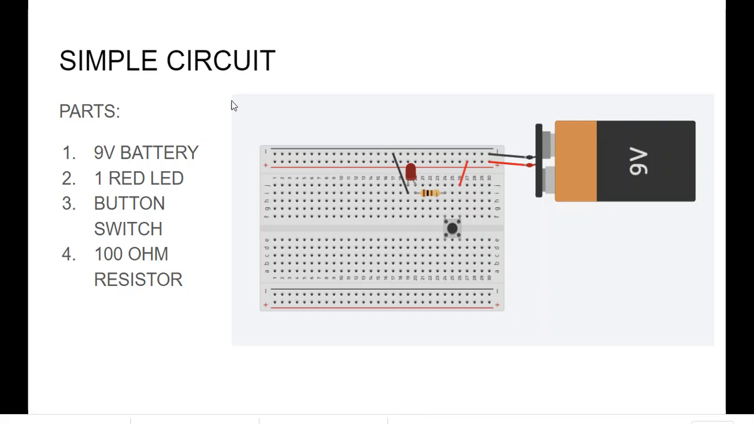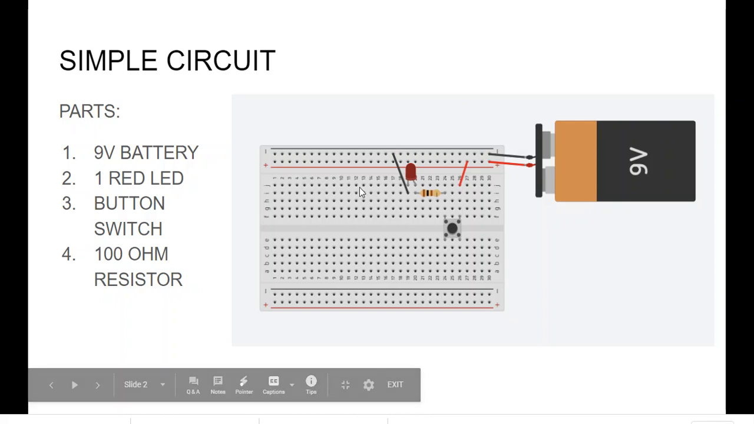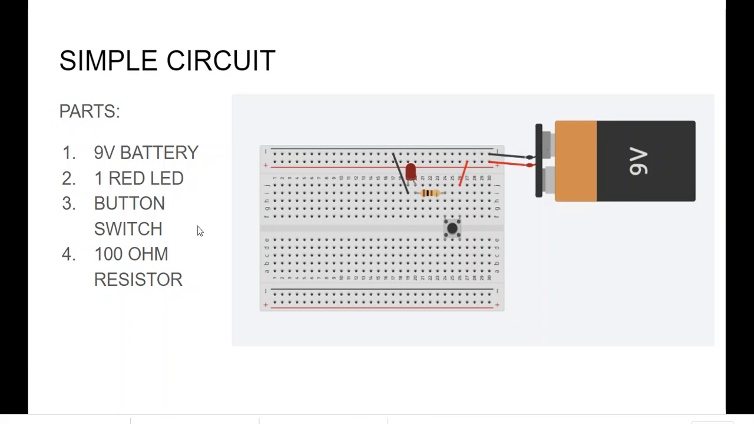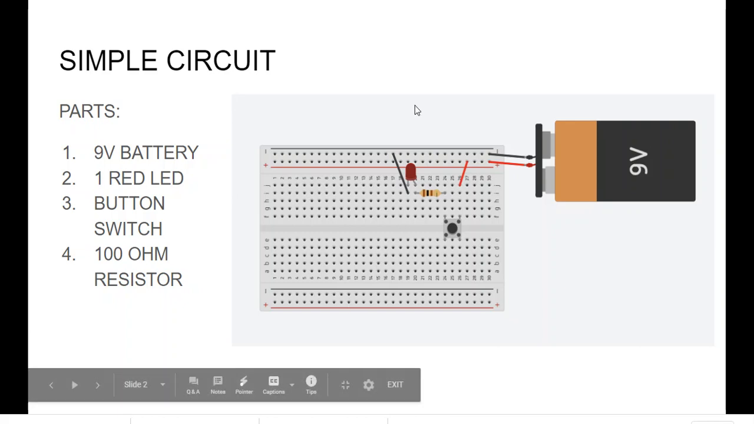First one, simple circuit. 9-volt battery, 1 red LED. All you're doing is showing me that you know how to use the breadboard. You're going to have it go through a switch to a 100 ohm resistor to an LED. And when you push it in your animated GIF video, I just want to see that it turns on and turns off when you push the button.